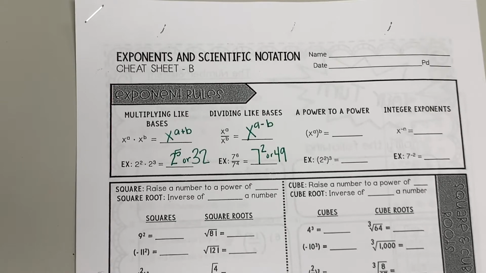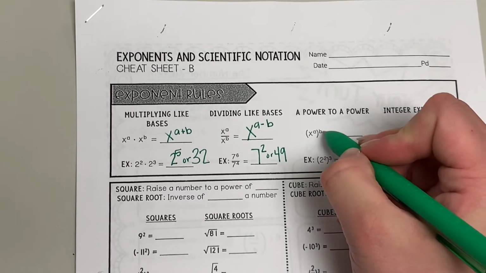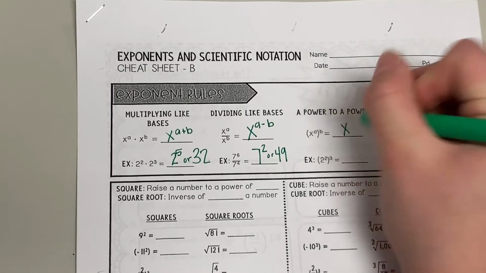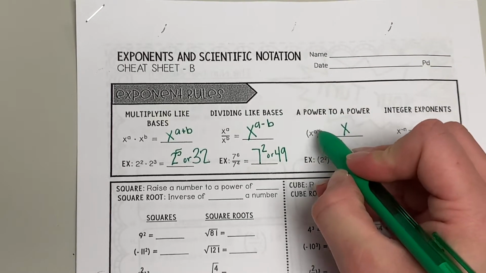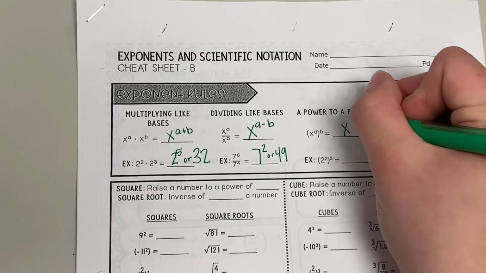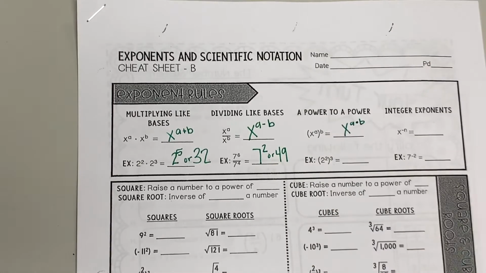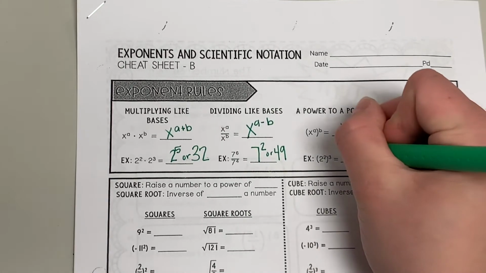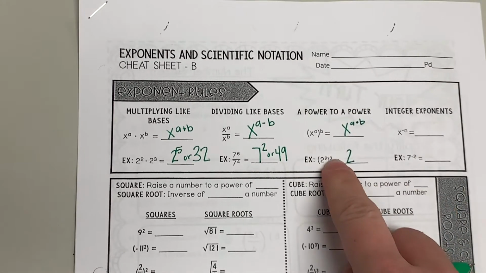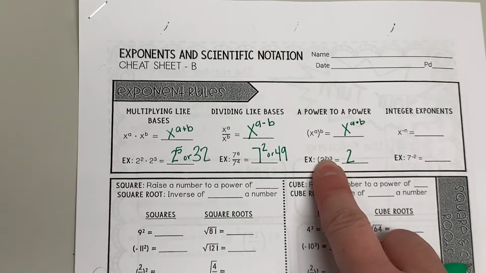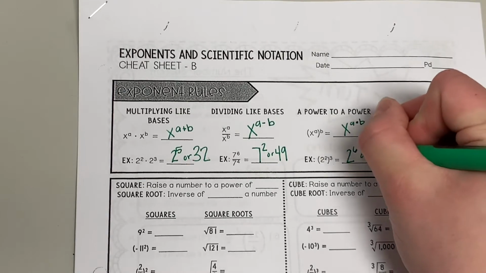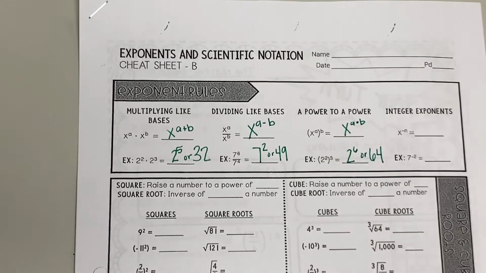What about a power to a power? So see how there's a power on the outside of this? You keep your base, and then you multiply the outside power by the inside power. So a times b. Look at the example. Keep your 2 as your base, multiply 3, the outer power, by the inner power. 3 times 2 is 6. Again, on a select all that apply, that would be 64, 2 to the 6th power.